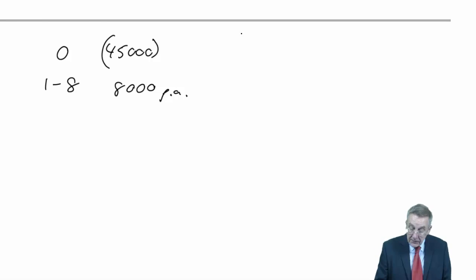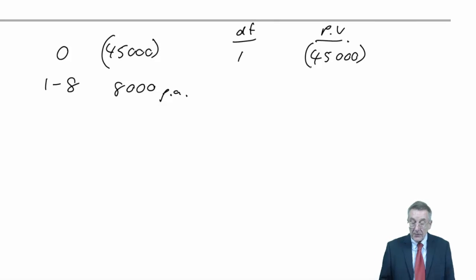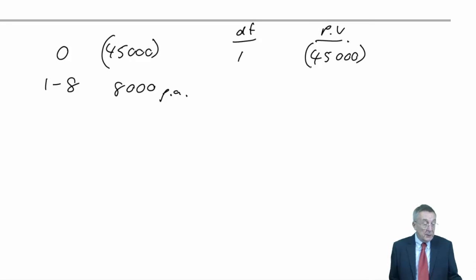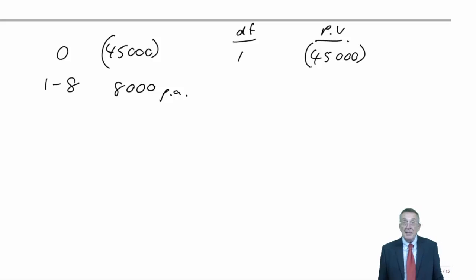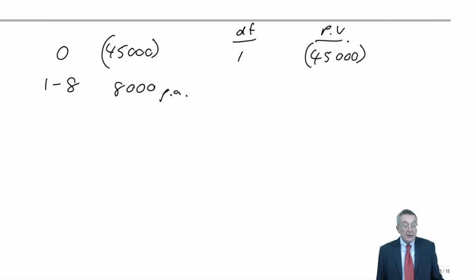And when we come to discount, as always, 45,000 now has a present value of 45,000. The annuity of 8,000, well, this is why we've got the second table, the discount table. It's headed up annuity table. And the figures there, again, for any rate of interest up to 20%, give you the total of the discount factors for any number of years. So, here it's 8 years.